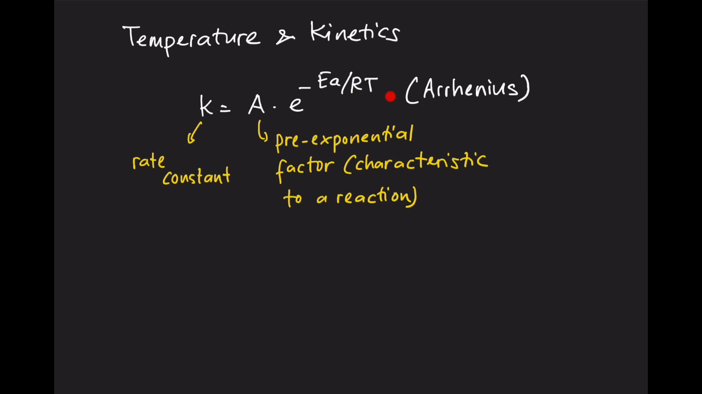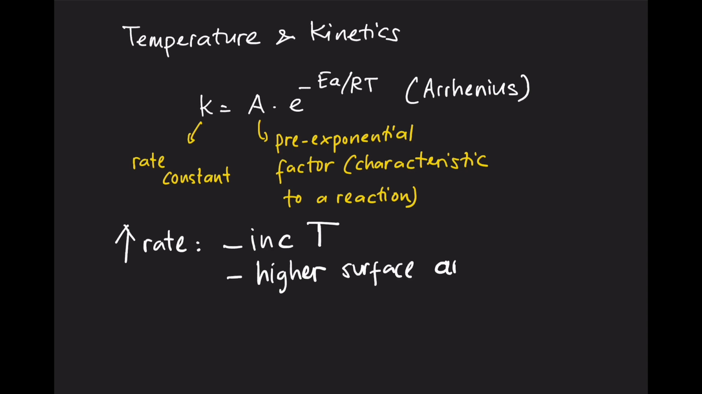In general, the higher the temperature, the bigger the rate constant, meaning that at higher temperature, in general, the reaction will occur faster. Now, other factors that could also increase the rate of the reaction would be increasing temperature, which we have just discussed. Also, higher surface area for reaction. And also, addition of what we call a catalyst.